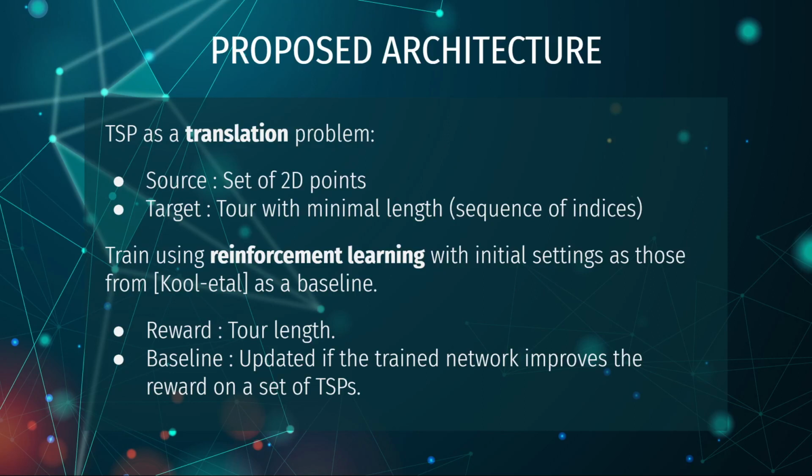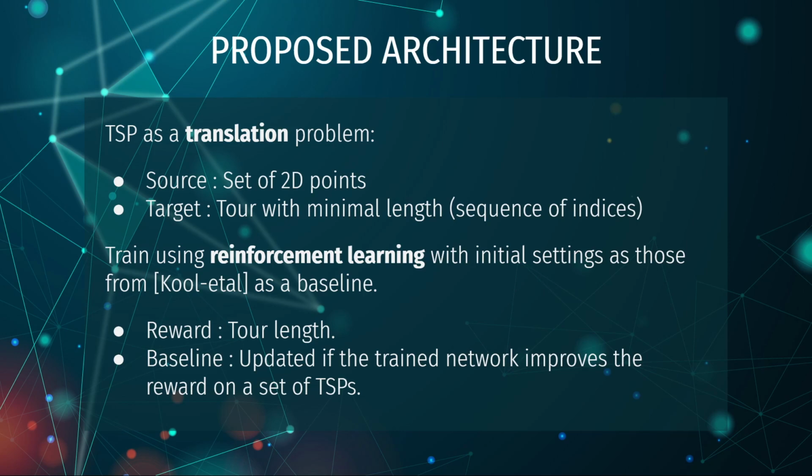So, here's the approach proposed by Preston et al. We look at the TSP as a translation problem with source being a set of 2D points and target would be to achieve a tour with minimal length depicted by a set of indices of the selected nodes. As the translation problem in NLP has made significant progress in recent years by using transformer architecture, we propose to use a similar architecture for TSP as well.